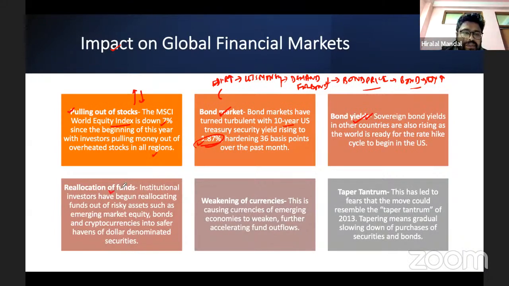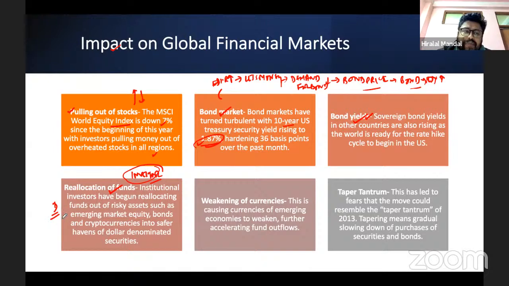Reallocation of funds. So the reallocation of funds starts happening once the investors have less money. Then they would like to do away with risky investments, keep their money with themselves, and put it into markets where there are fewer risks. So when it comes to developing country markets, they are risky markets. All right, because the money is borrowed, the macroeconomic conditions are not so good, the fiscal deficit gets increased, and there are many other factors. The size of the economy also matters.